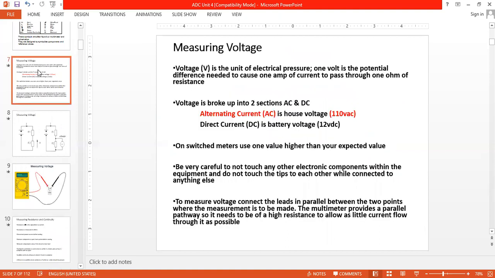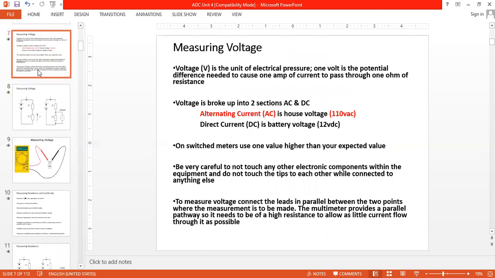Now see how to measure voltage. Voltage is the unit of electrical pressure. One volt is the potential difference needed to pass 1 amp of current through 1 ohm of resistance. Voltage is broken up into two sections, AC and DC. Alternating current is house voltage, and DC is the current in a battery.